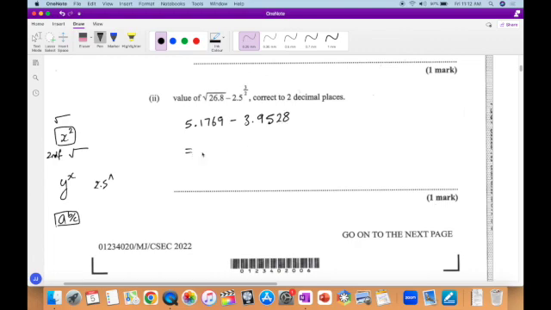And so now I could minus these things. 5.1769 minus 3.9528, and that gives us about 1.2241, which we could see to be approximately, to 2 decimal places, 1.22.